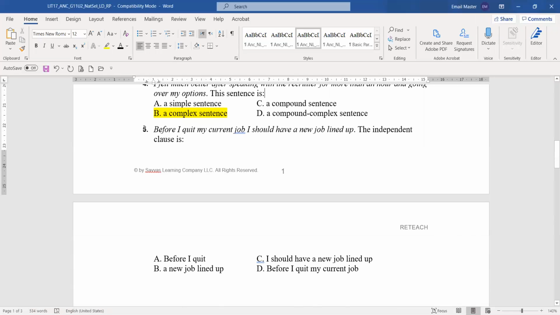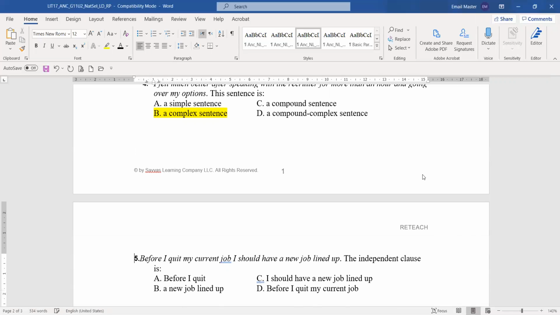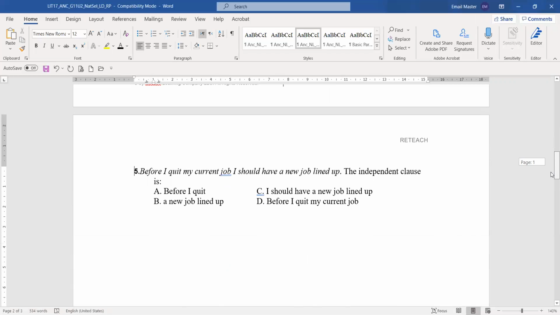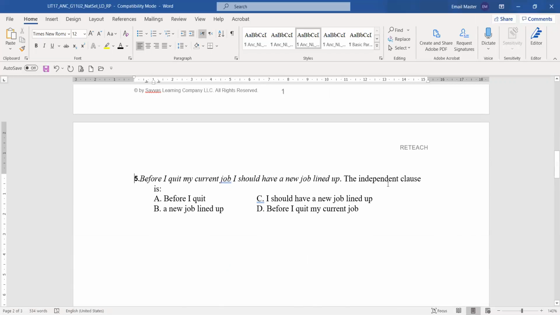Number 5, before I quit my current job, I should have a new job lined up. So which one is the independent clause here? Before cannot be independent because you need something else next to it. So that means I should have a new job lined up. C is the answer.